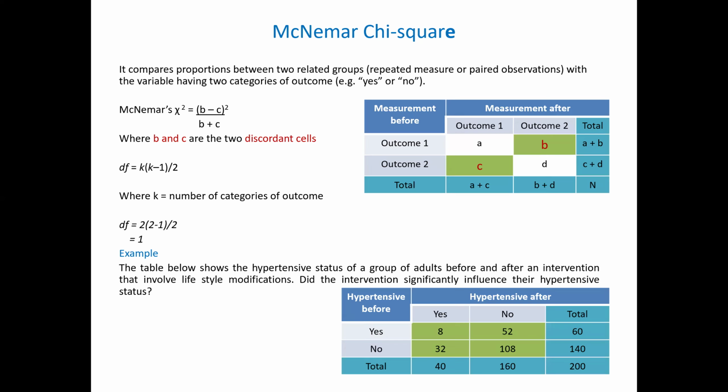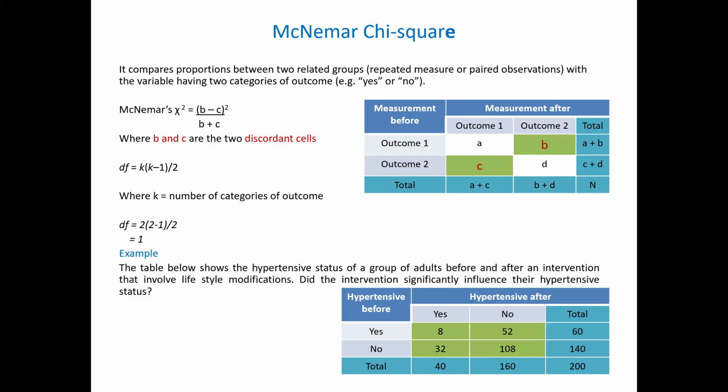The meaning of concordance is years before, years after. That's 8 and 108. No change before and after. 8 is hypertensive before and hypertensive after. 108 is non-hypertensive before, non-hypertensive after. That is concordant, 8 and 108. You are looking at the direction of that. No, it's not that.